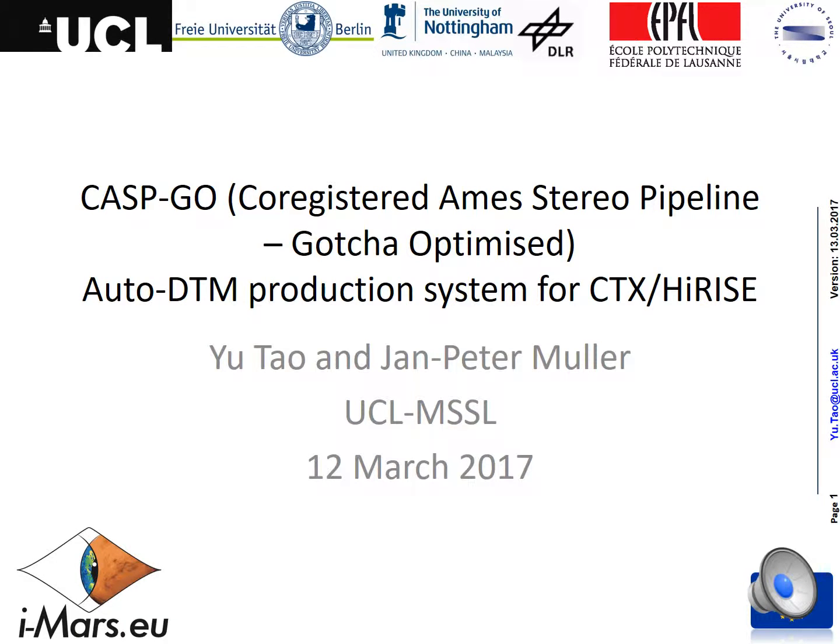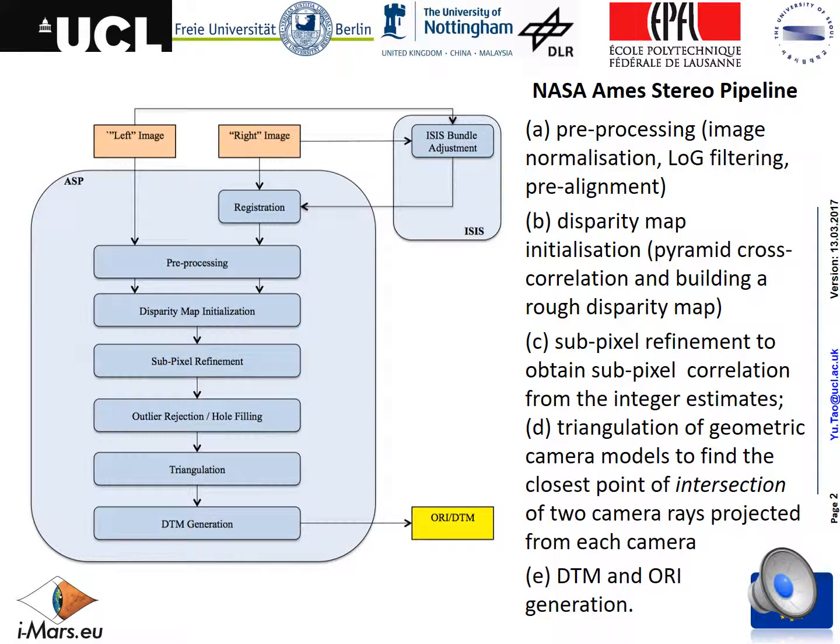In iMars, a fully automated multi-resolution DTM processing chain called CASP-GO has been developed. It is based on the open-source NASA Ames Stereo Pipeline and the fifth generation of an adaptive score correlation-based subpixel matcher. The original Ames Stereo Pipeline, developed at the NASA Ames Research Center, is a suite of automated geodesy and stereophotogrammetry tools designed for processing planetary images captured from orbital and landed robotic rovers.